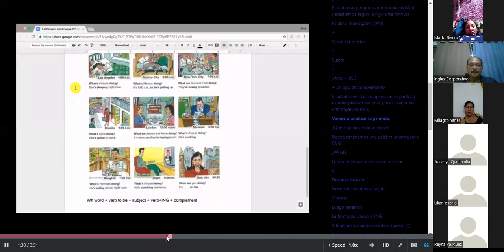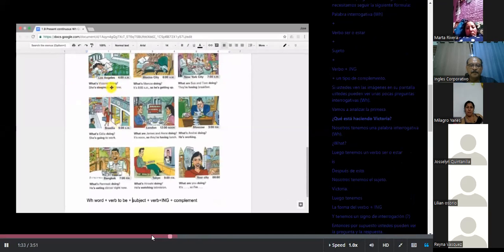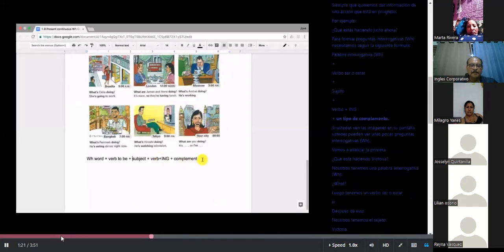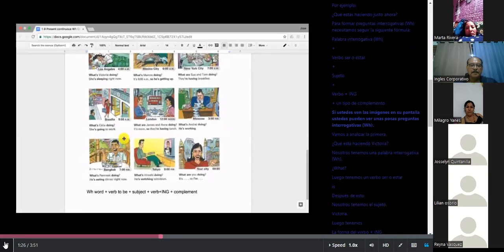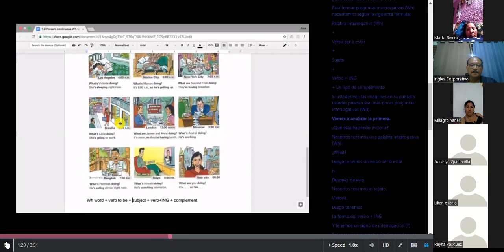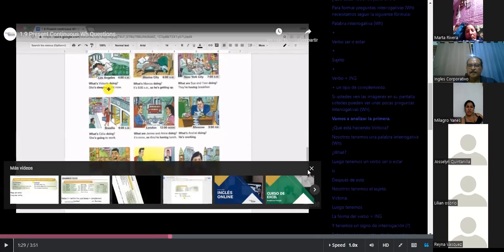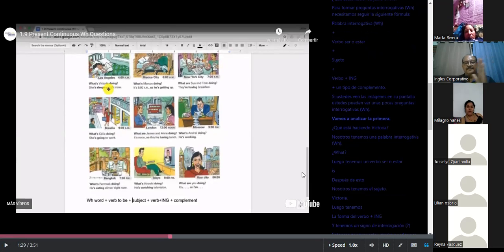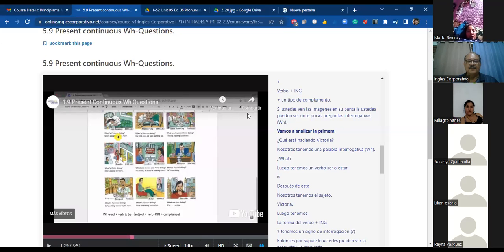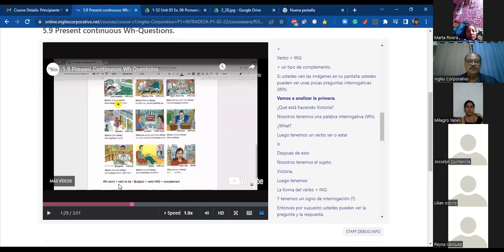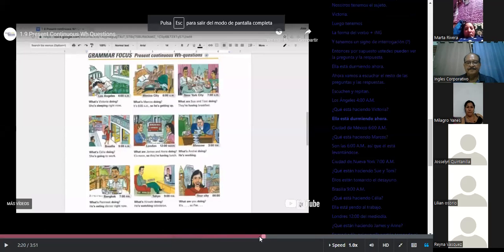For that, we have this line, the first one. What's Victoria doing? Plus some kind of complement. If we look at the images on the screen, you can see a few WH questions. Okay, so that's the formula, right? To write the WH questions, you say WH word, the verb to be, the subject, and the verb in ing. Okay, that's what you have to follow.